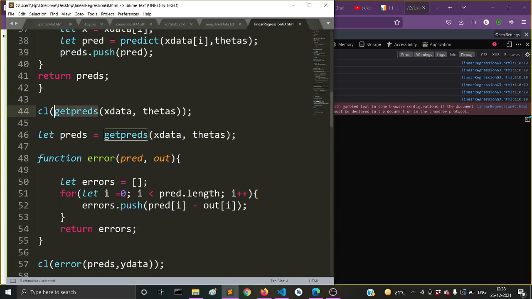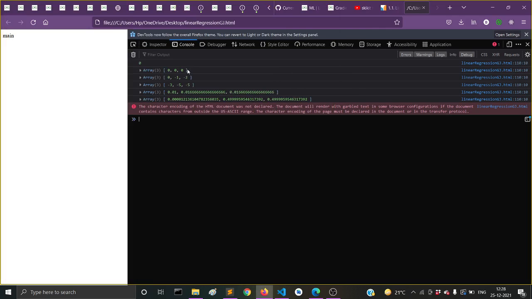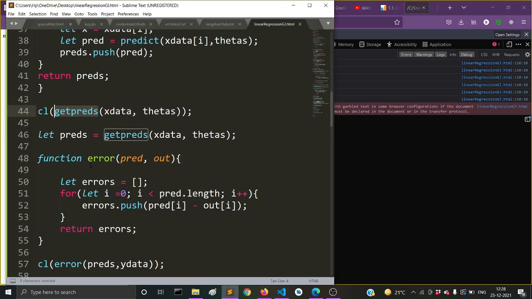Okay, so then we are printing out those values onto the console, that is, get predicts, x data and thetas. So here it predicts all zeros, as we expected. For all training examples it's predicting 0. Then next, what is our next step?